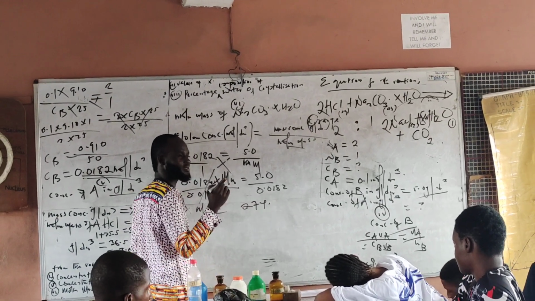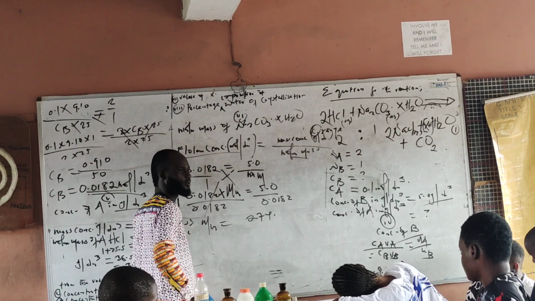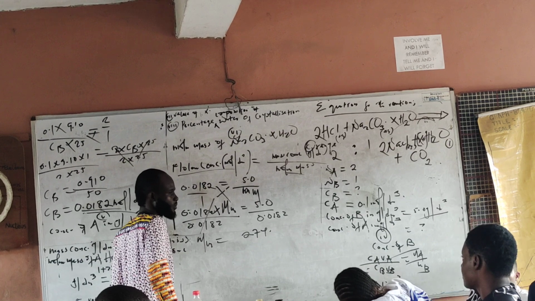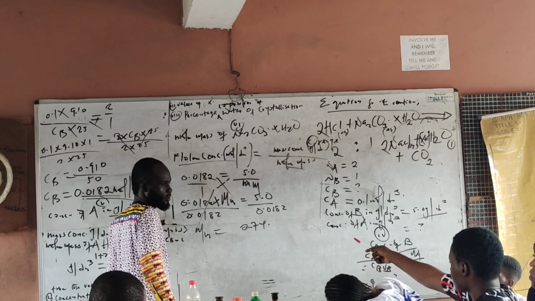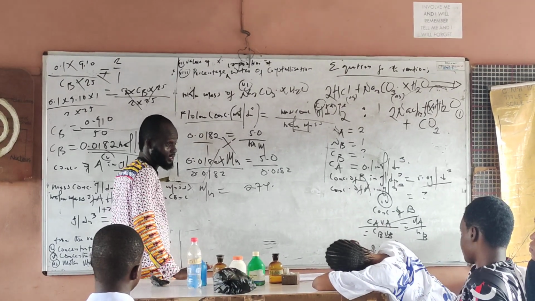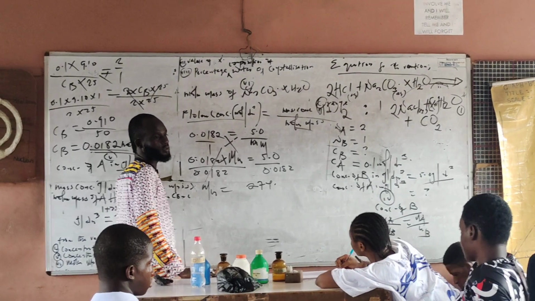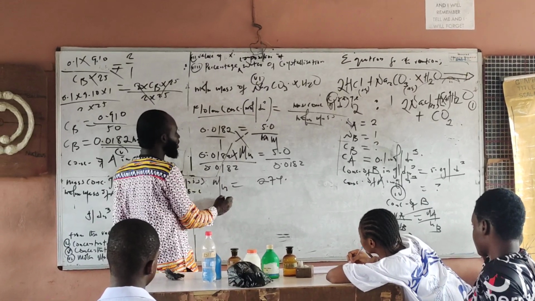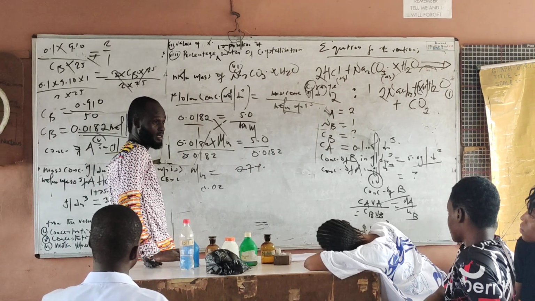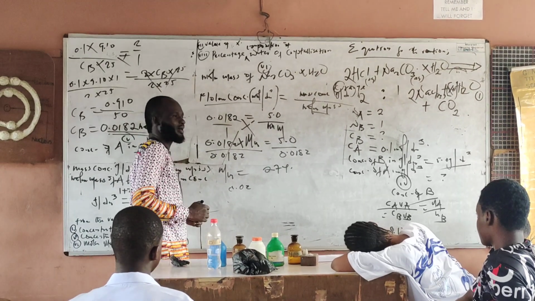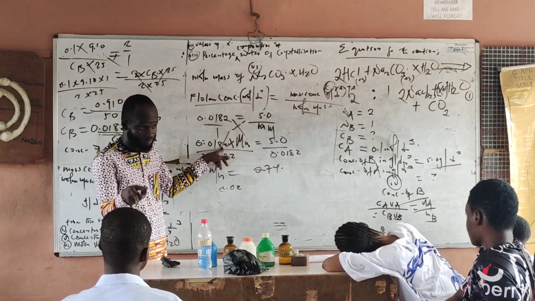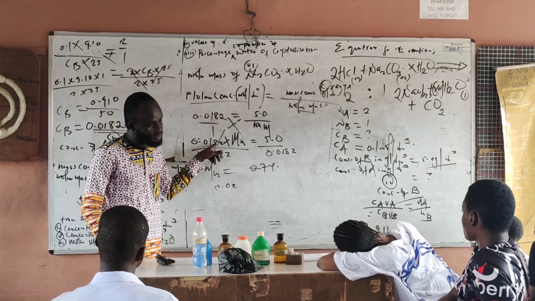So what do you get? 277. Now you get that if you use 0.018 only. If you use 0.02, what will you get? 250. It's smaller. If you use 0.018, you get 277 again. Then if you use 0.02, what do you get?